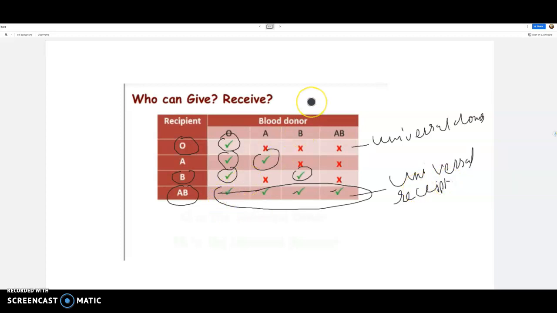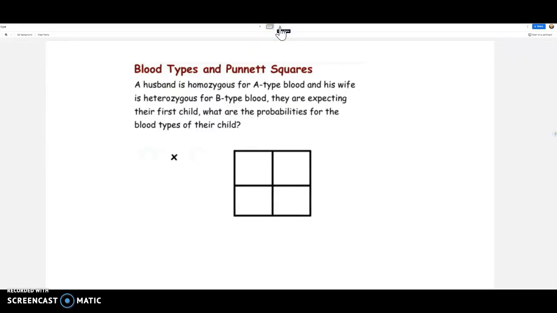Now we are going to use this concept of blood type in our genetics. You have to remember that there are four types of blood group, and let's call that the phenotype. So it's A, B, AB, and O. For these, there will be specific genotypes.